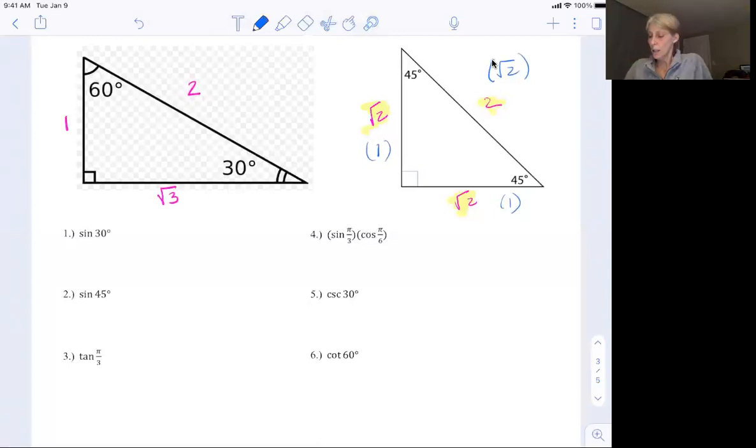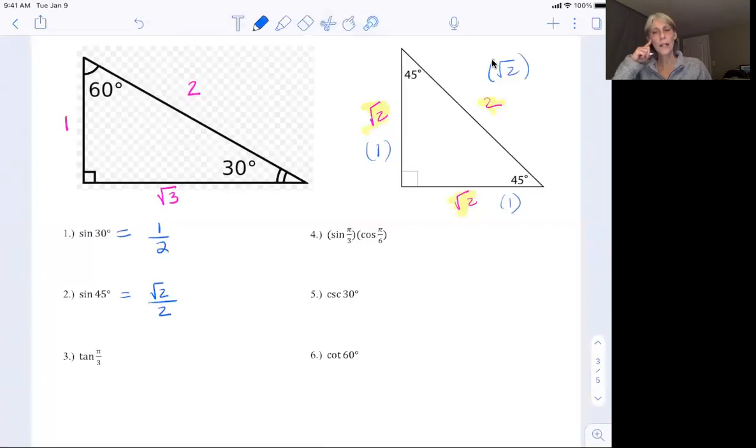The sine of 30 is simply opposite over hypotenuse, 1/2. The sine of 45, opposite over hypotenuse. Now, it doesn't matter which angle you use here when you're putting your side lengths in.